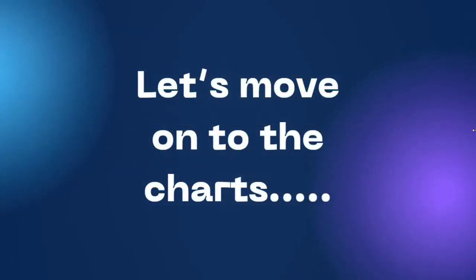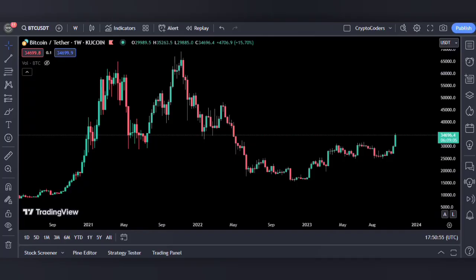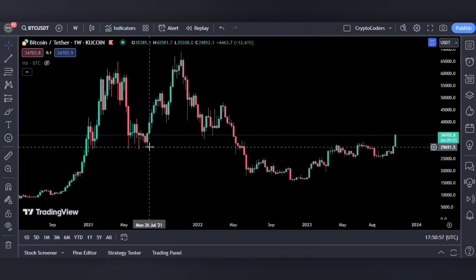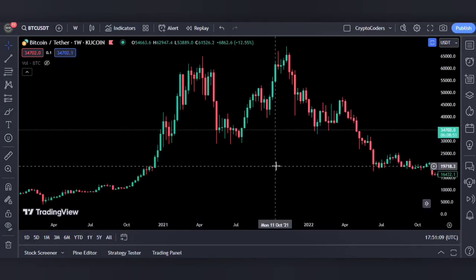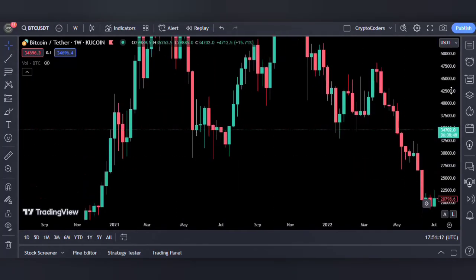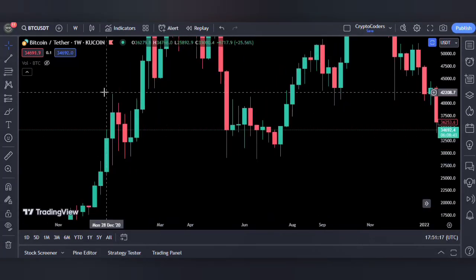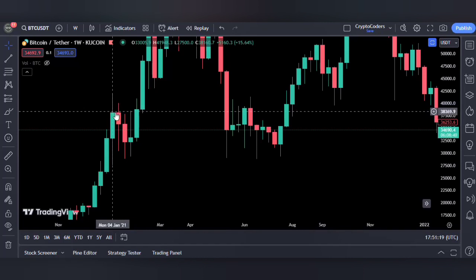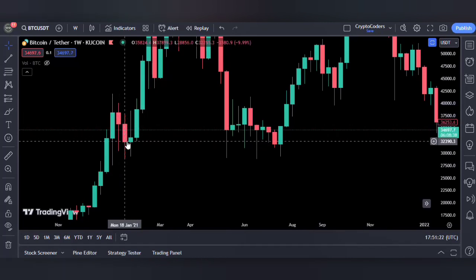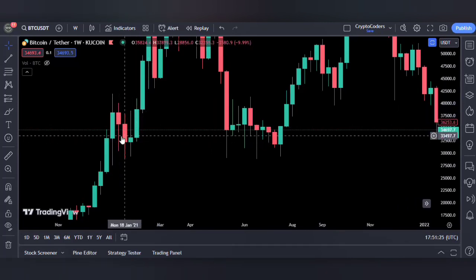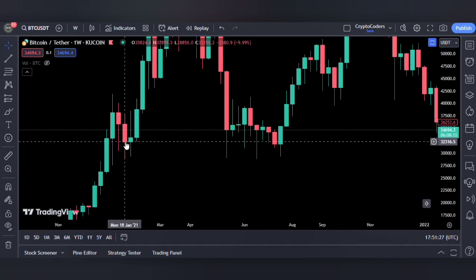Let's quickly move on to TradingView and find support and resistances on real charts. I've opened up the Bitcoin weekly chart on TradingView. We'll try to find support and resistances in this chart. So as I told you, we have to find reversal areas. So this is one reversal area. You see that the price was coming down and from this level you see a bounce. So this could be a potential support area.